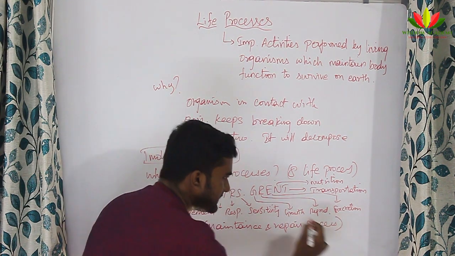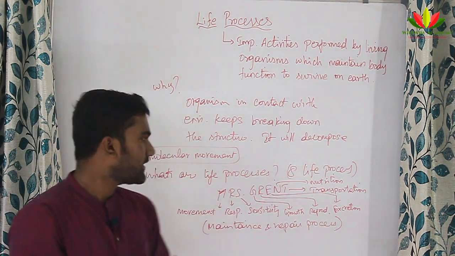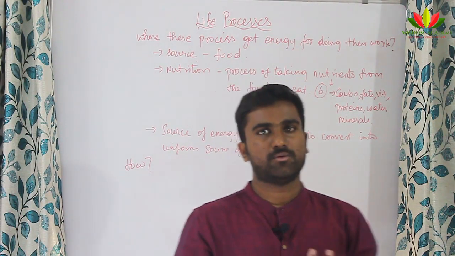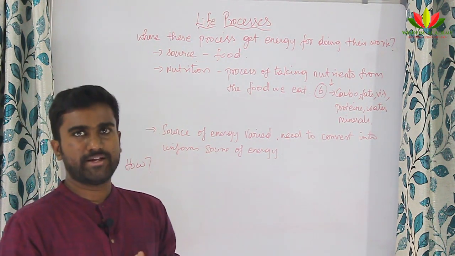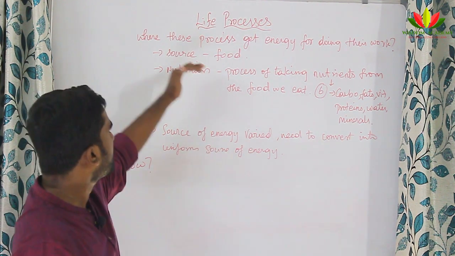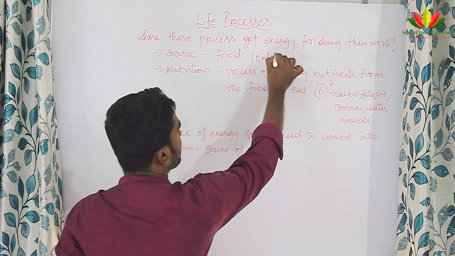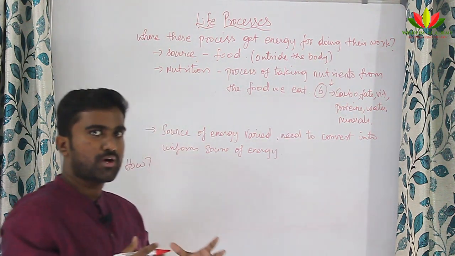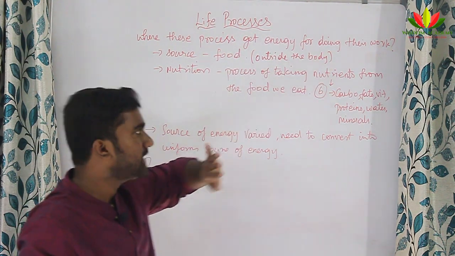Okay. Along with these 8 processes, the maintenance and repair processes all together are called life processes, where these processes get energy for doing their work. Right, if any process is going to happen, we need some energy. The source of energy is, of course, food. The food they are getting from outside the body, the raw material or the entire food, whatever the source of the energy is.